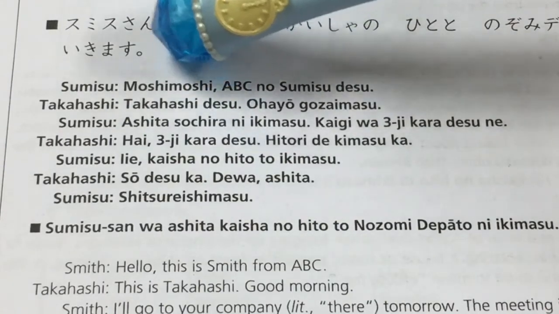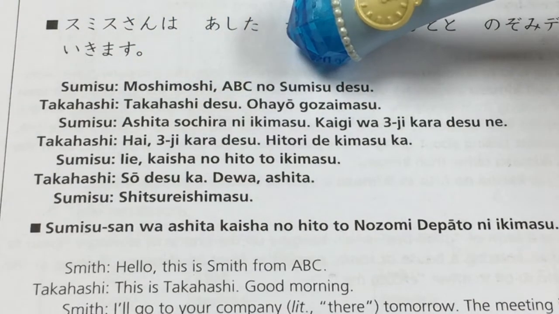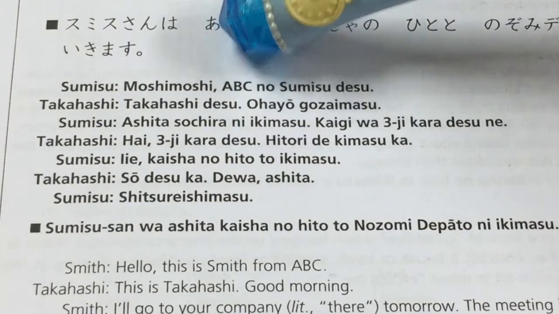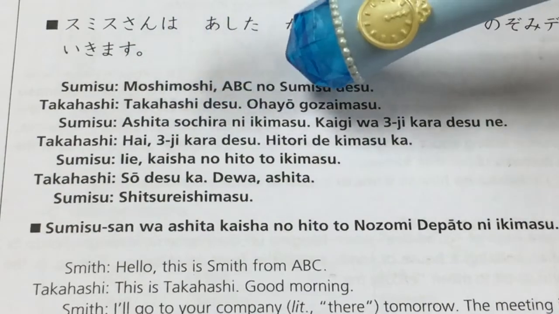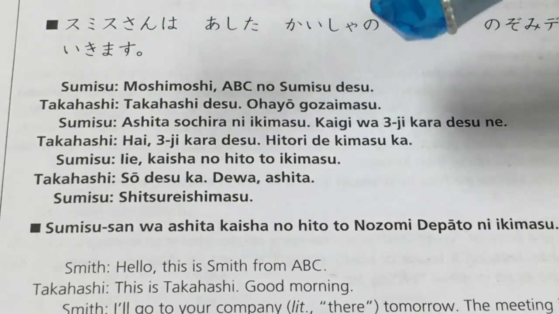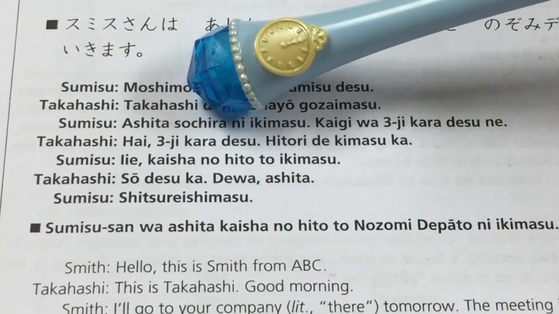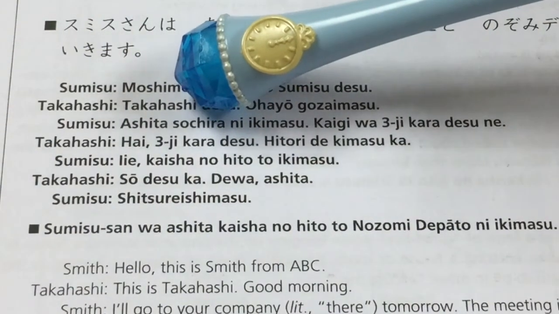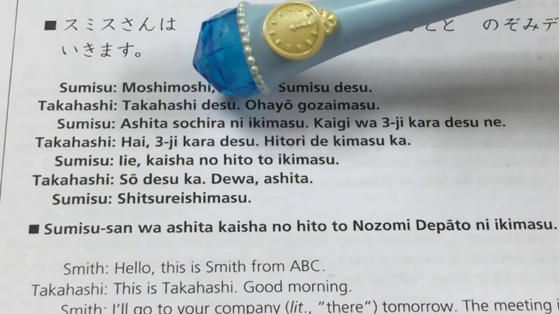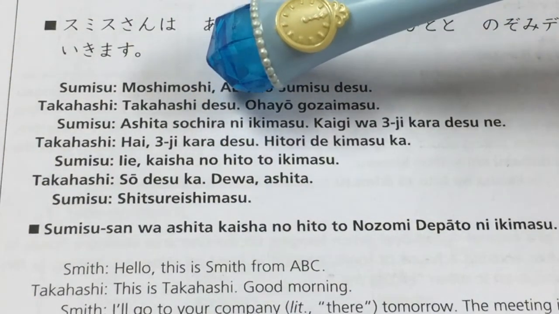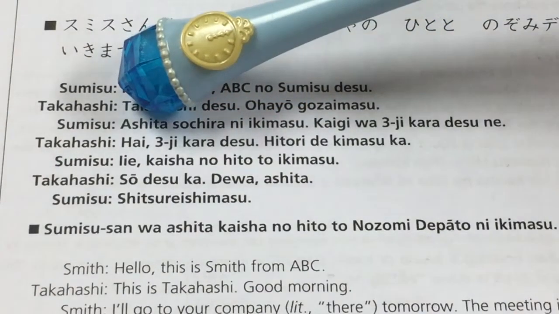Instead of saying hello, we try to get some attention by saying moshi moshi, ABC no Smith desu. I'm Smith from ABC. Mr. Takahashi said, Takahashi desu. Oh, I'm Takahashi. Ohayo gozaimasu. Good morning. Ashita, tomorrow. Sochira ni ikimasu. Sochira means there. There, here, over there is a place, right? So we use particle ni. Sochira ni ikimasu. I'm going there tomorrow.